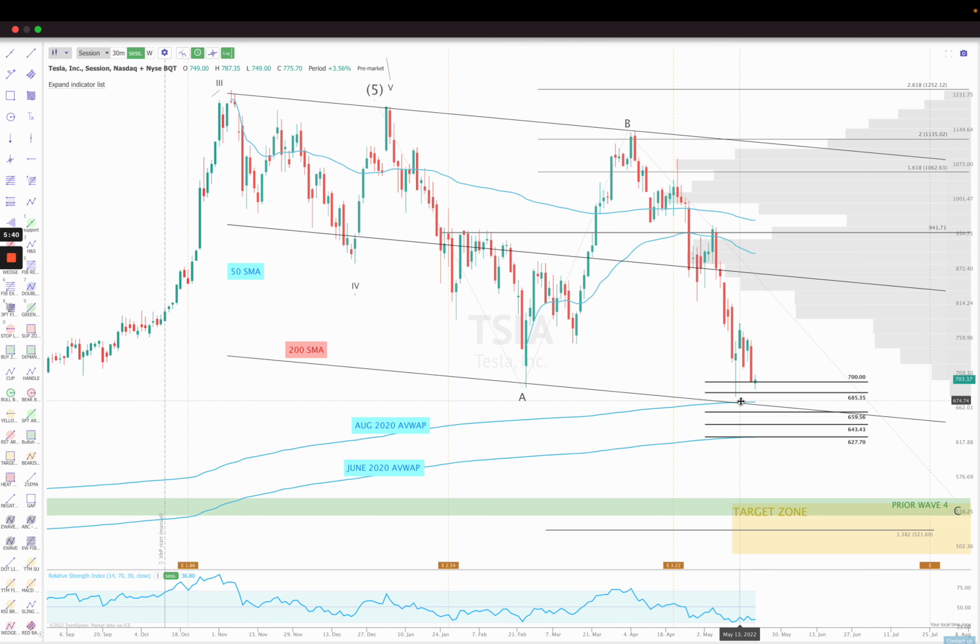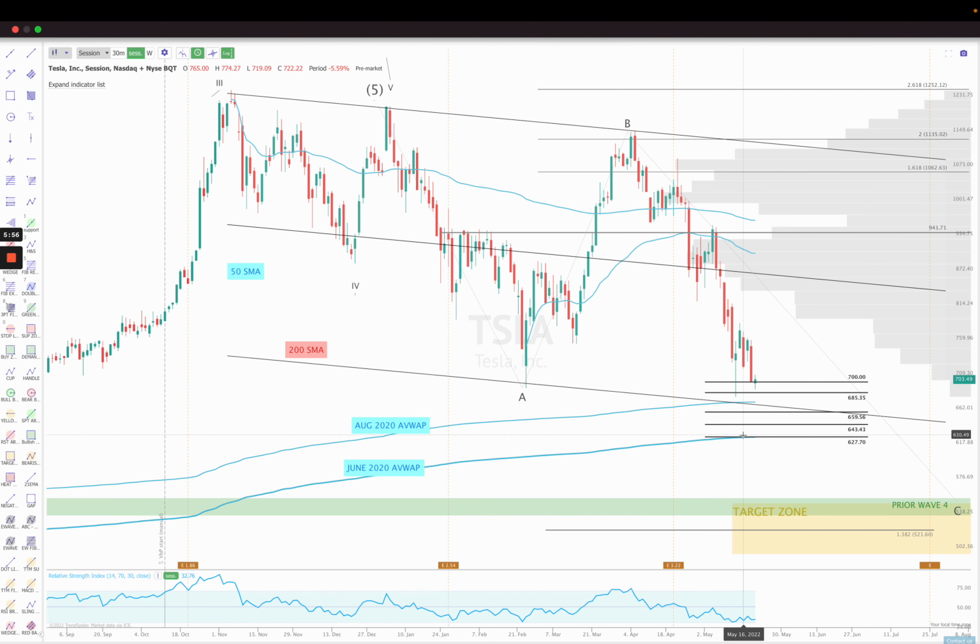I like using these anchored VWAPs. It tells us where the buyers and the sellers are in terms of profitability. So that's what I'm looking at here. These are the levels that I'm going to be watching to the downside.